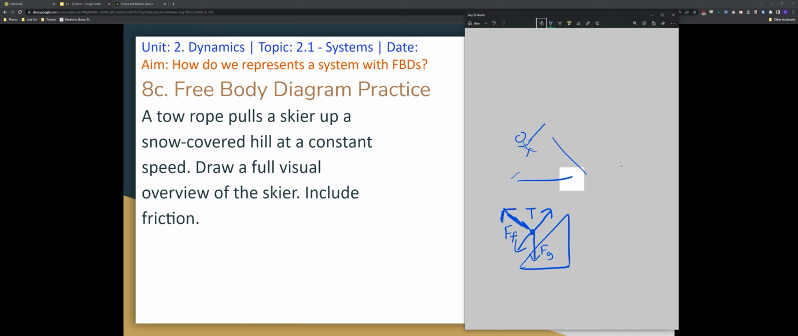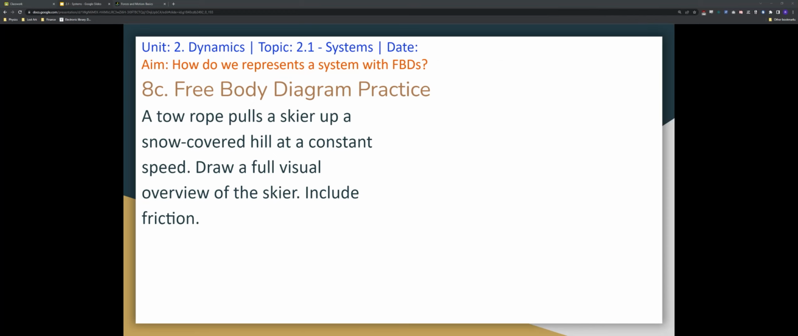And why does my normal force act this way? Because my normal force is always perpendicular to the plane of contact. And the plane of contact in this problem is the hill. So that's why my normal force points that way. And again, my tension force here is equal to my force of friction because the object is moving at constant speed, which means you are in equilibrium. So that would be what my free body diagram would look like.